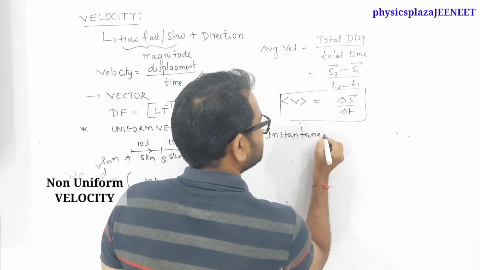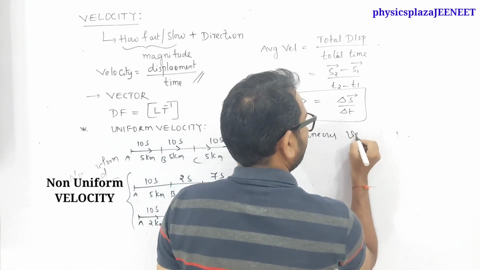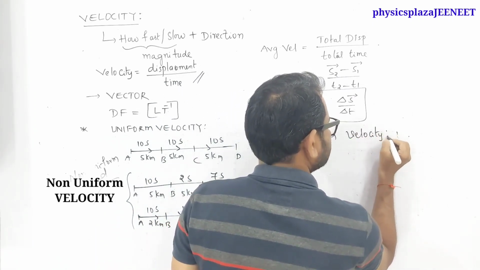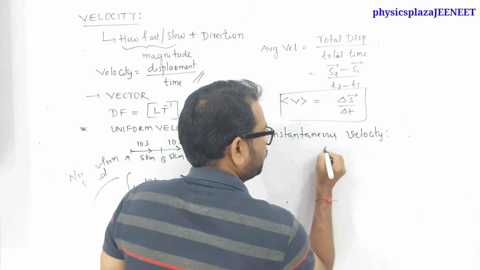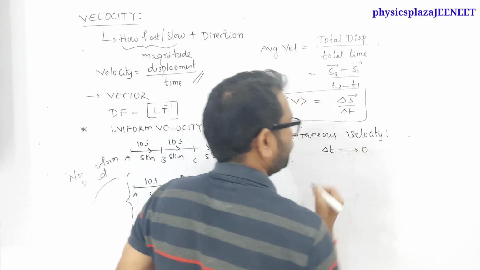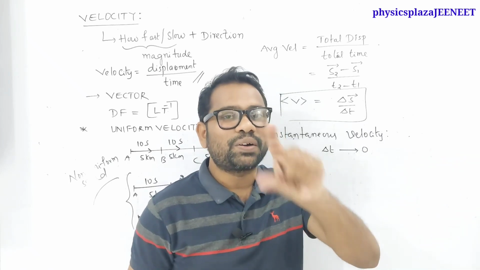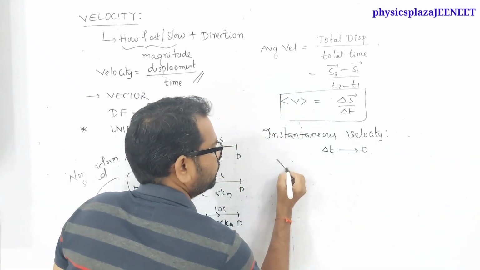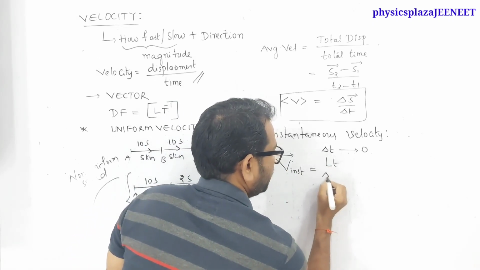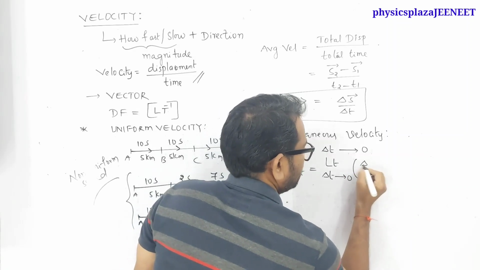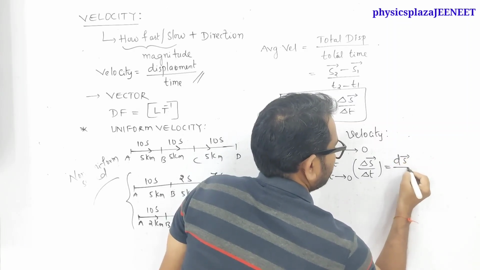Instantaneous means the velocity of an object at that moment, at that time only. As we discussed for instantaneous speed, everything is the same, but here we consider the direction. When delta t tends to 0, when the time interval is very, very small, approaching 0 but not 0, then instantaneous velocity can be written as the limit delta t tends to 0 of delta s by delta t. This can be written as ds by dt.